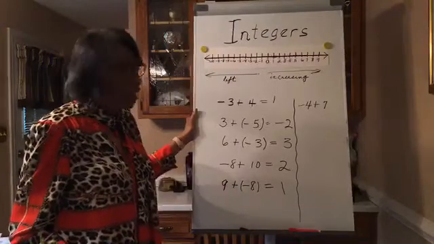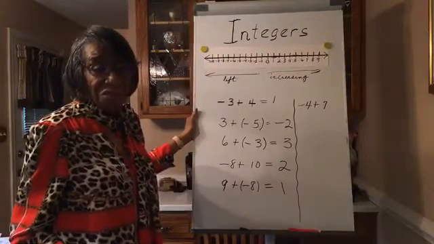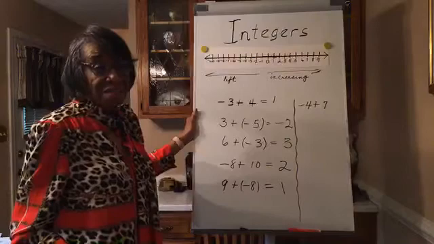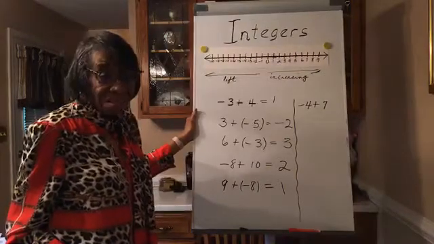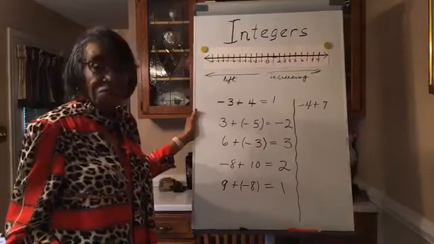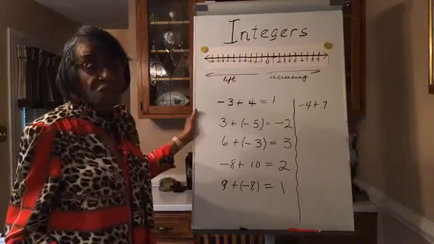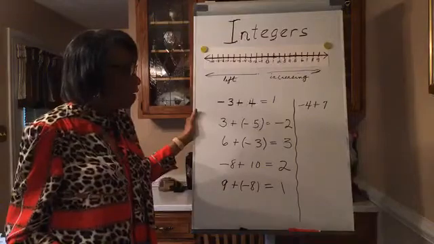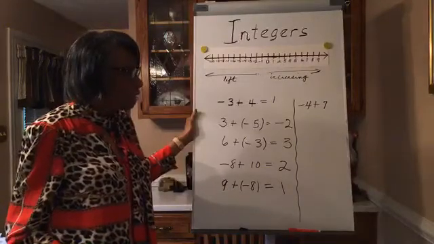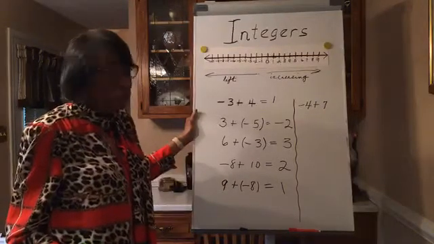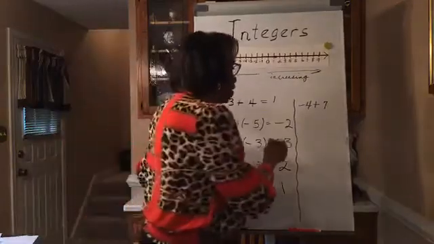Because let's face it, we can't walk around with the number line every time we have to add something. So we want to know how to add without that number line. But I'm using the number line so that you can understand how it happens and why it happens. All right, what answer did you get? Hopefully you got positive 3.